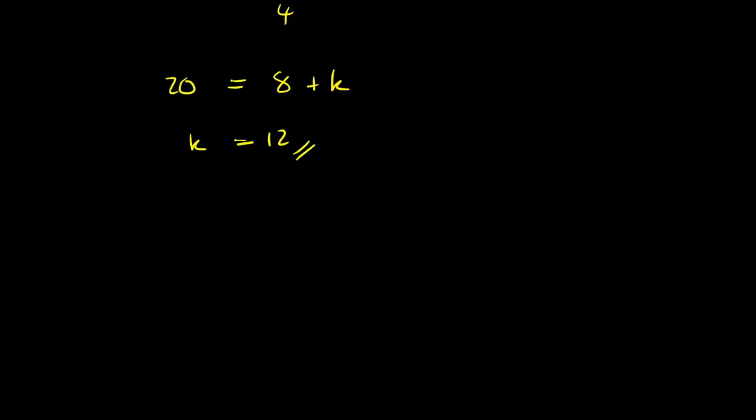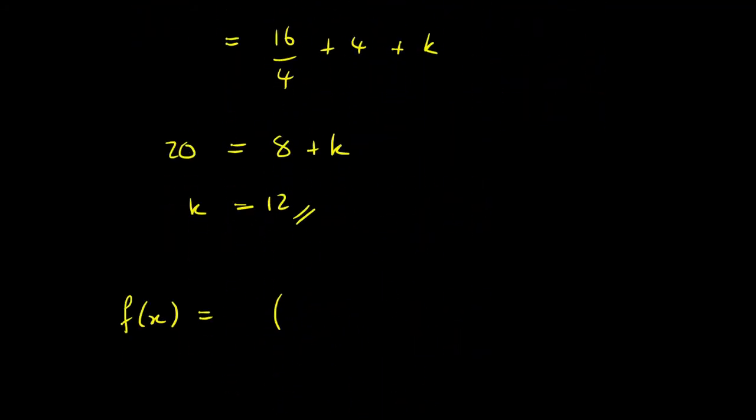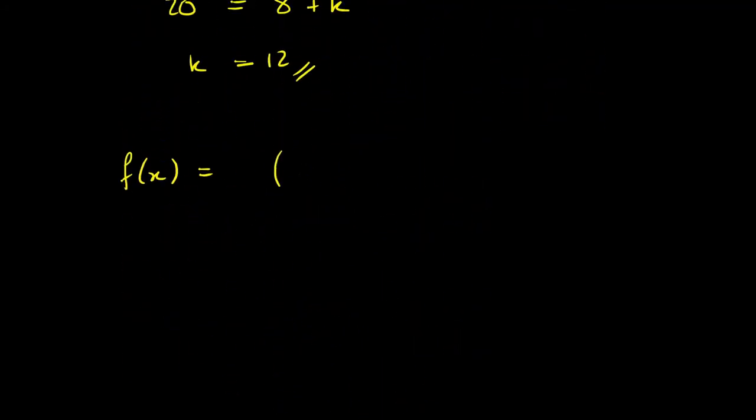Okie dokie, well then that means that I can now write my function out in full. f of x is equal to, what was it? A quarter of (3x plus 5) to the power of 4 upon 3, plus 4x plus 12. And I will just check my answer to see if that's all okay. Yeah, that's all correct.